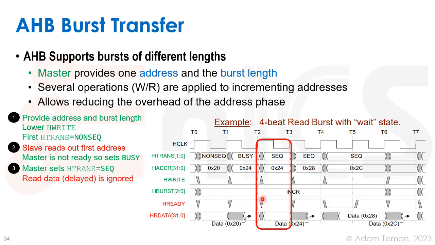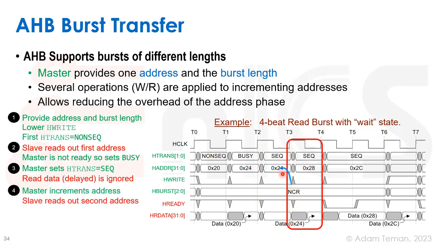So in this next cycle, even though we did increment the address, the slave is not going to respond with the data from the previous one, because the master said it was busy, and so it's not ready yet to receive this. But in this cycle, the master changes HTRANS back to sequential, which means it's continuing with the burst. And therefore, already in the next cycle, we are going to get the read data from the address that was incremented before. And so that is the second beat of data that we get.